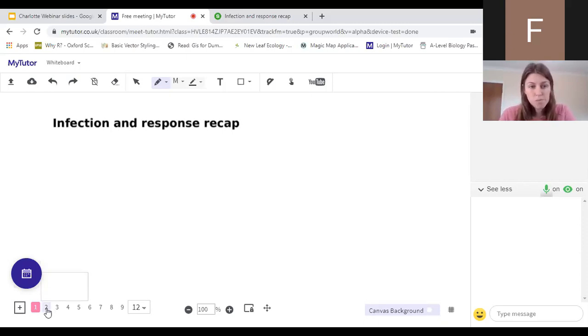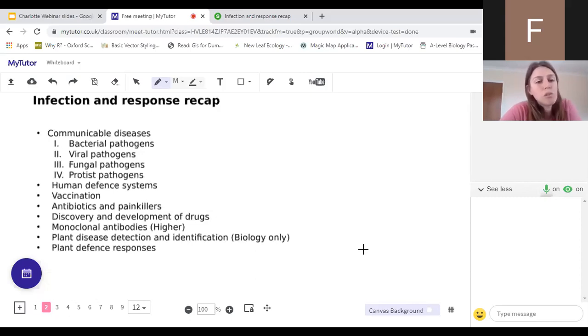Infection and response has involved us talking about communicable diseases and pathogens, bacterial pathogens, viral pathogens, fungal pathogens, and protist pathogens and the diseases that they cause. We've also talked about the human defense systems. We've talked about vaccination. We've talked about antibiotics and painkillers, the discovery and development of drugs for treating those diseases. And then we've also covered monoclonal antibodies, plant disease detection and identification, and plant defense responses. So it's quite a big topic. We've covered lots of stuff.